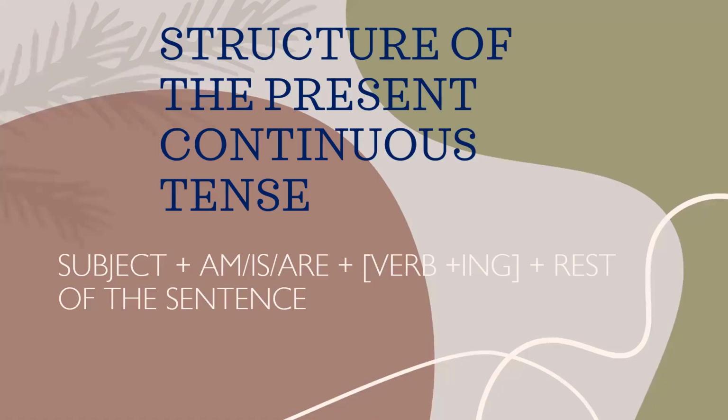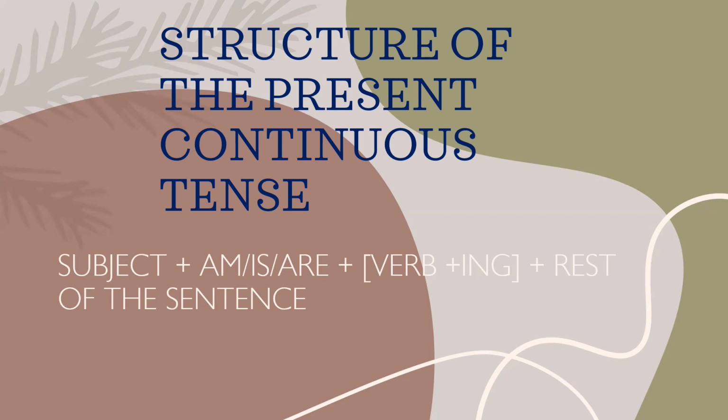The structure of the present continuous tense is like this. You use the subject first, and I hope you all know what is the subject of a sentence and what is the predicate. For example, if I have a sentence like this, the dog ate a bone. So the dog is the subject and ate a bone becomes the predicate. I'll give you another example. If I say Mary is a girl, so Mary is the subject and is a girl is the predicate.